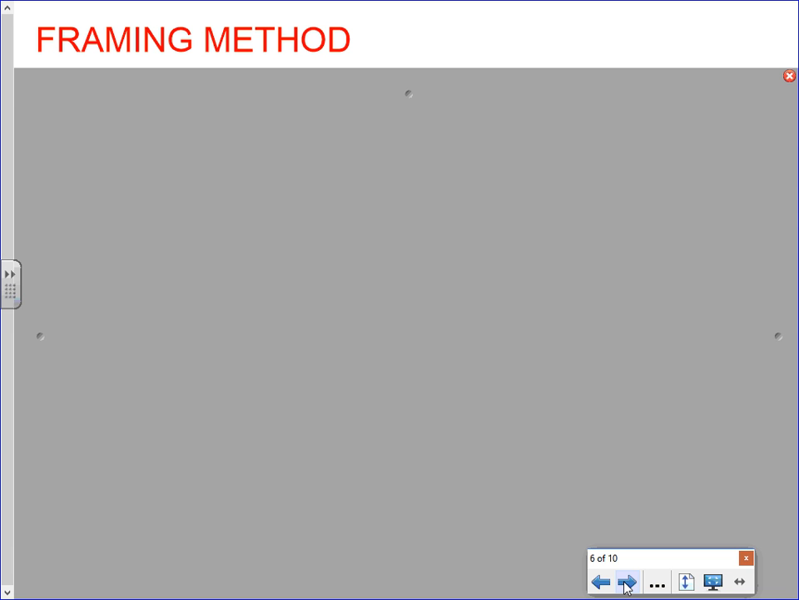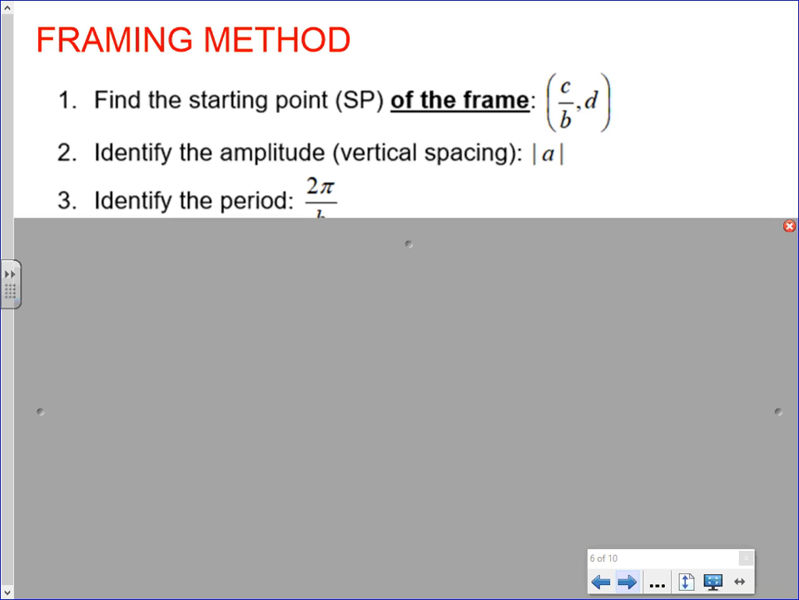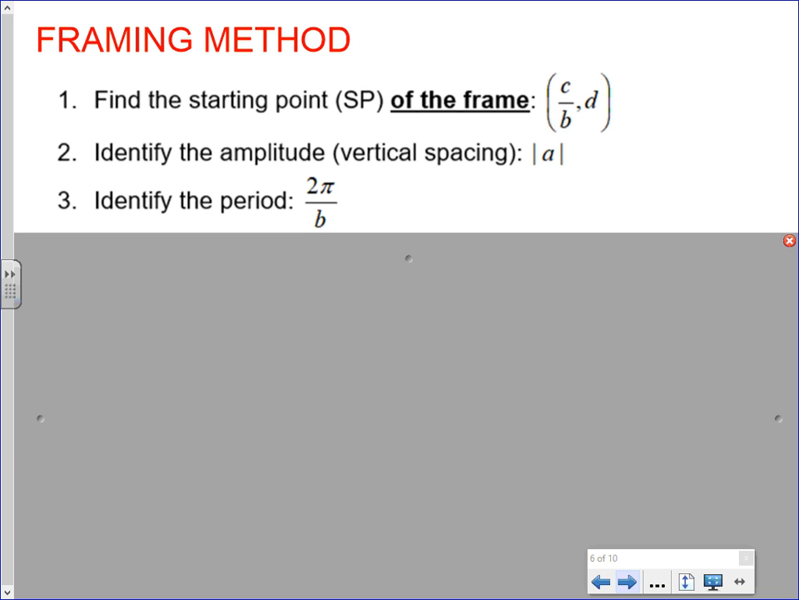I'll come back to the bottom of your sheet. Just like we did on Friday, you need to figure out what the starting point is, the amplitude, and the period. I've included how you do that, just so it's all in one place for you to reference. When we talk about amplitude, we think of vertical spacing. When we talk about the period, we think of horizontal length.